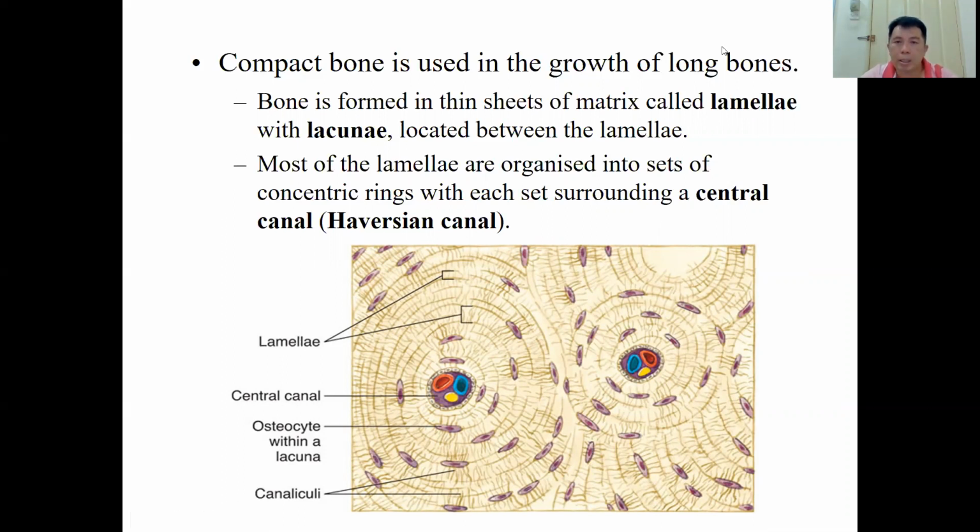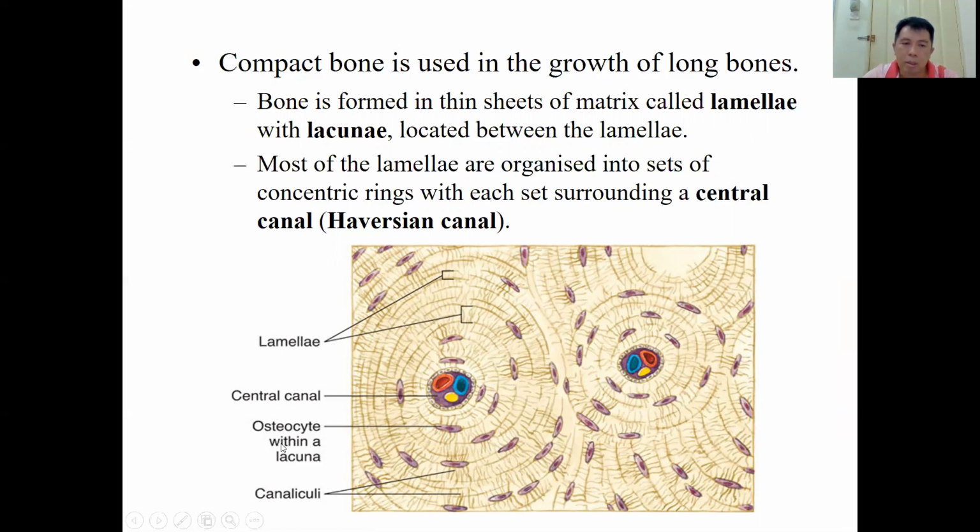And then you can see most of the lamellae are organized into sets of concentric rings, with each set surrounding a central canal. So this one is the central canal, or we call it the Haversian canal. And then they have a lot of concentric rings, which is known as the lamellae. Okay, and then here they have a lot of lacunae in what we call the lamellae.